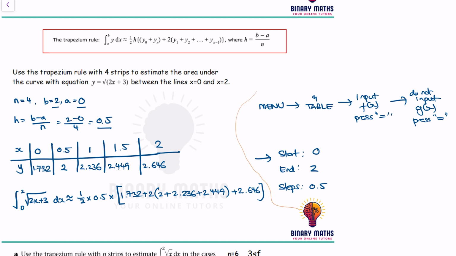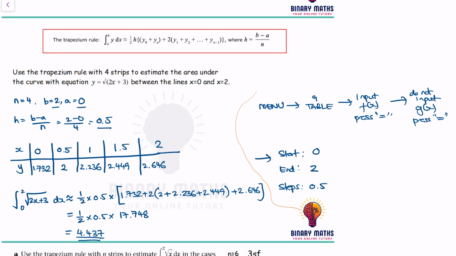Okay, when you put this in the square brackets into your calculator, you get a half times 0.5 times 17.748, which is equal to 4.437. So that will be your answer.